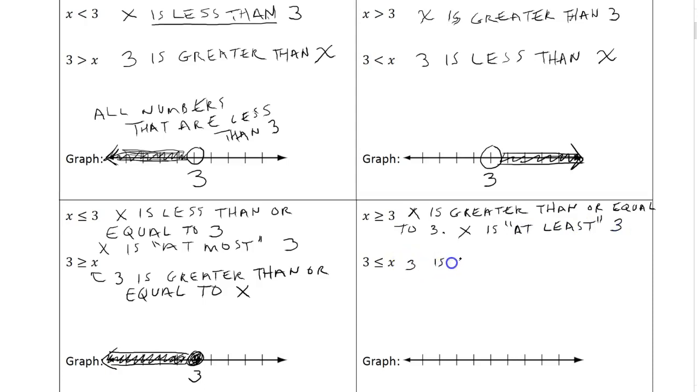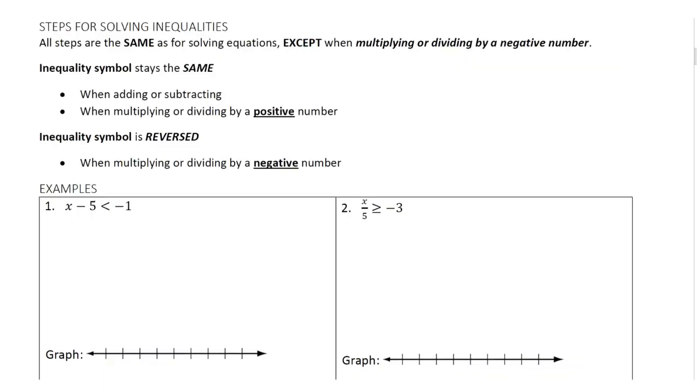Written the other way around, we can read this as 3 is less than or equal to x. In either case, there is a line under the symbol, so we draw a solid circle at 3. The mouth is towards the x, so we color the graph to the right, meaning all numbers greater than or equal to 3. When solving inequalities, we use the same steps we use when solving equations, except the answer will have an inequality symbol and will include a graph.